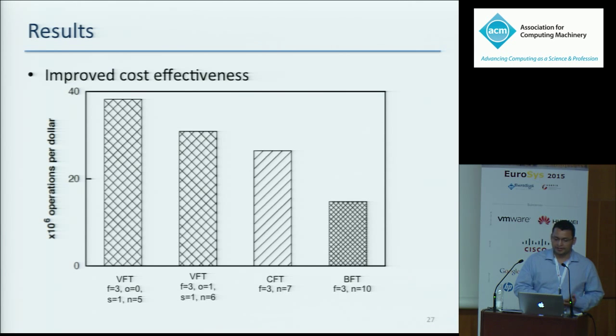Looking at another dimension, when computing the cost of each operation based off the max sustained throughput that one can have and prices from Amazon, what we see here is that VFT is much more cost effective because it improves on BFT Smart at least 109% and up to 159%. And even comparing with CFT, it improves by 79% due to lower replication requirements.